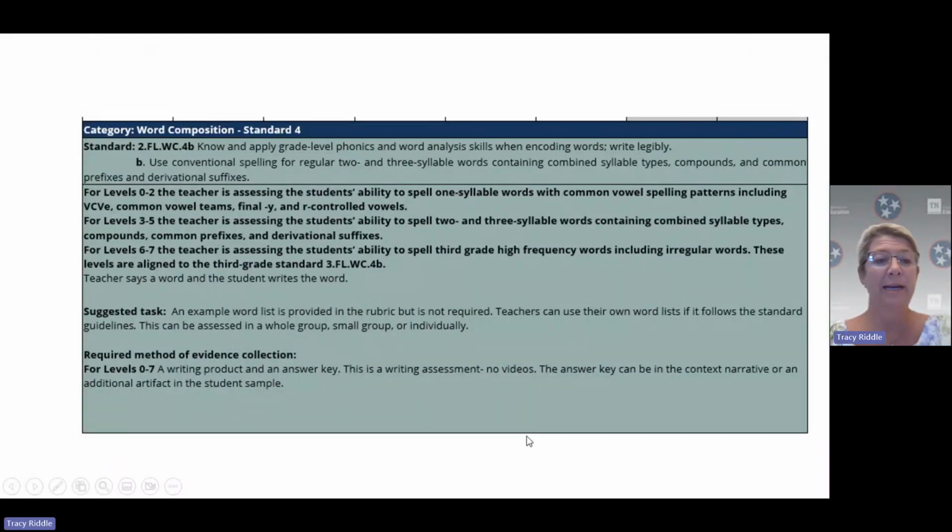This is the portfolio rubric guidance for Standard 2 FL WC 4B: to know and apply grade level phonics and word analysis skills when encoding words and write legibly. For B, we are going to use conventional spelling for regular 2 and 3 syllable words that contain combined syllable types, compounds, common prefixes, and derivational suffixes.